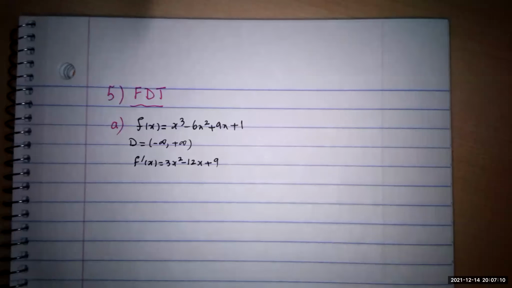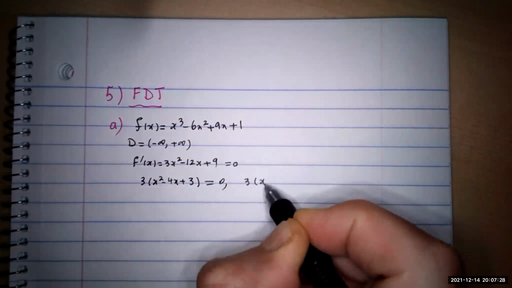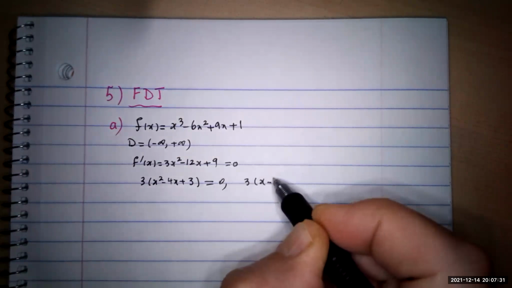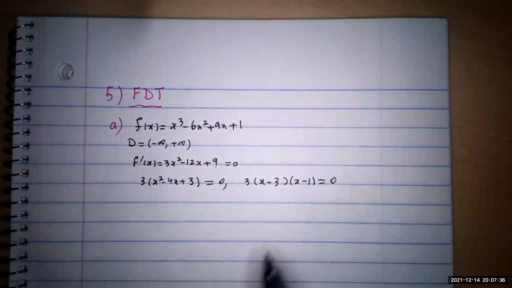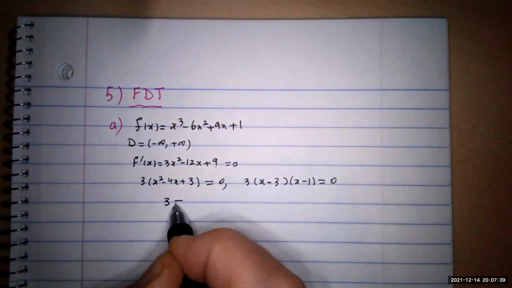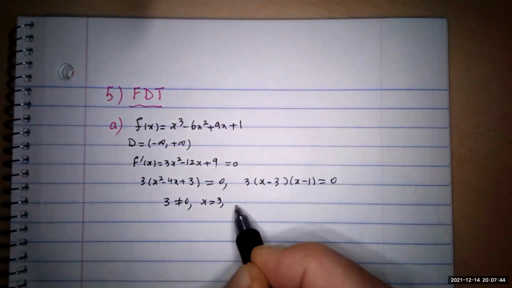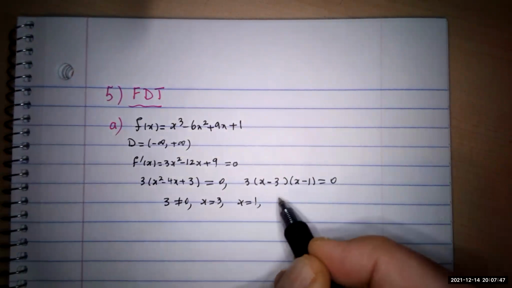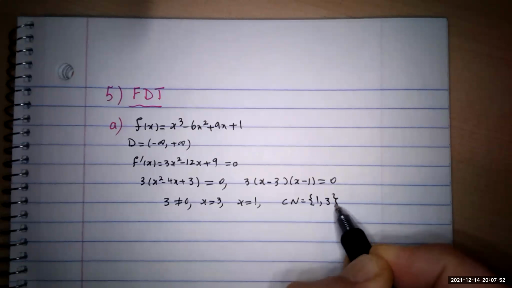We let it be equal to 0. We have to solve this equation. We factor out the 3. So that gives x squared minus 4x plus 3 equal to 0. Factor it: 2 numbers with a product of 3 and a sum of 4. So (x minus 3)(x minus 1). The 3 is never 0, so you let these 2 equal to 0. That gives x equal to 3 and x equal to 1. So we have 2 critical numbers. The critical numbers are going to be 1 and 3.